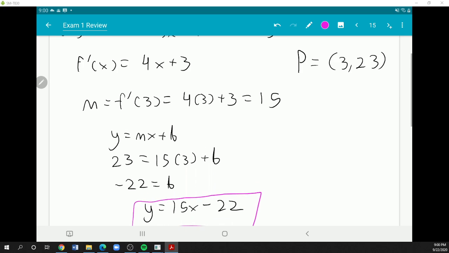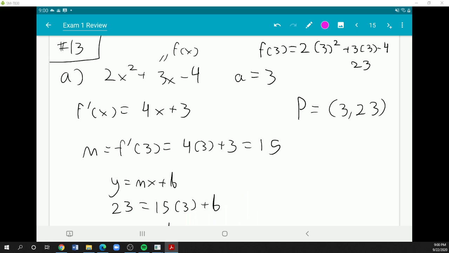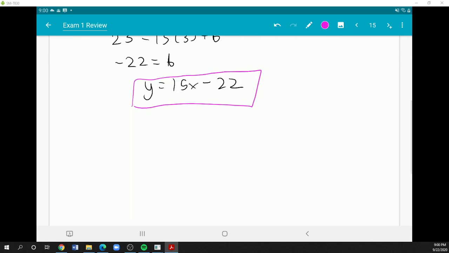This is also good practice for taking derivatives. So if I'm asking you to find the equation of a tangent line, I'm not expecting you to do it by the definition. The only time I want you to do it that way is if I specifically say.